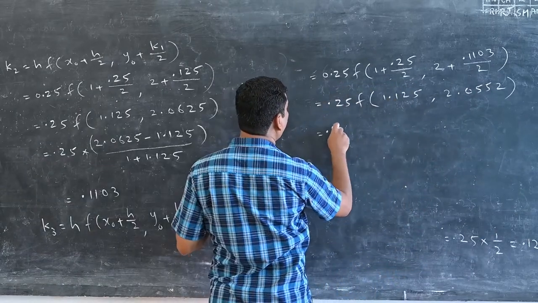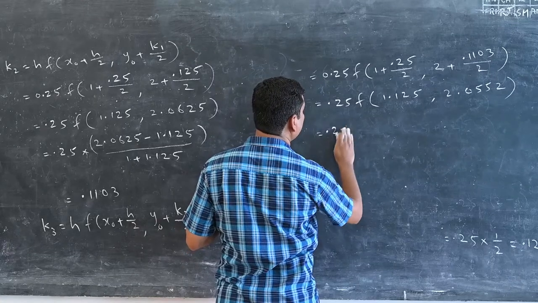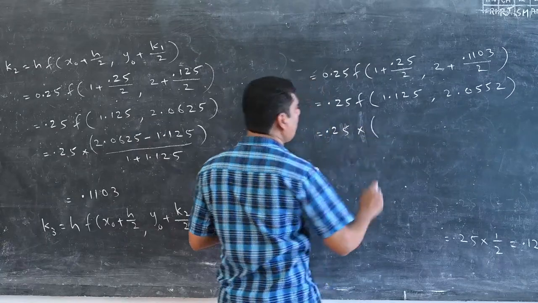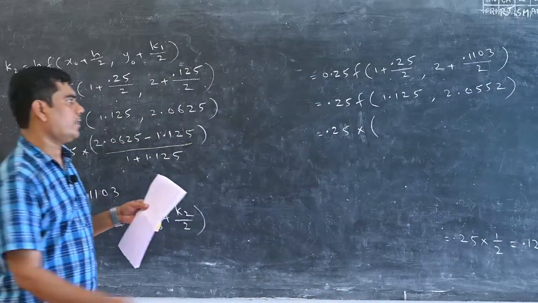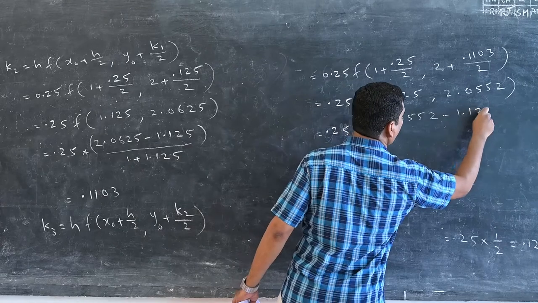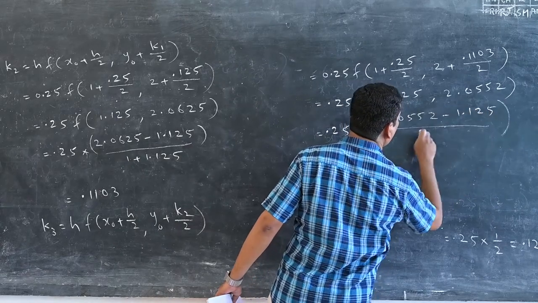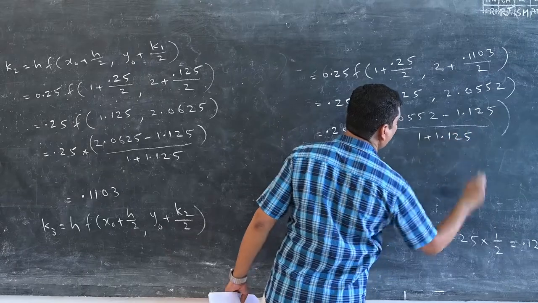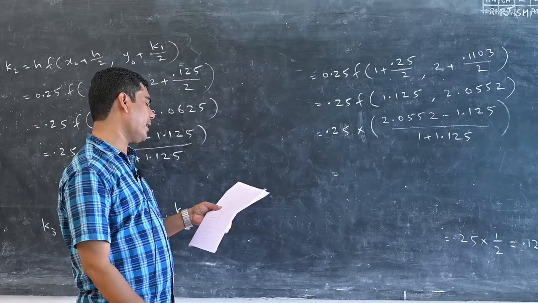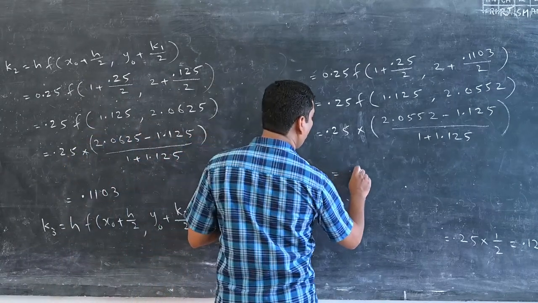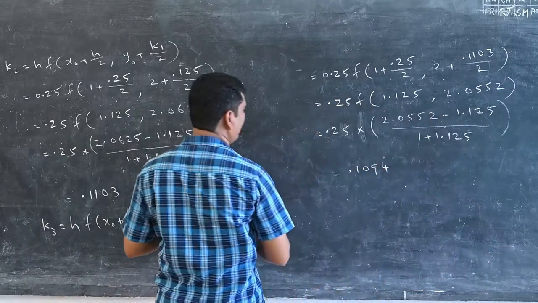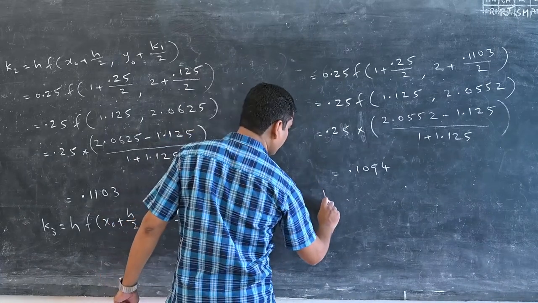Now this is equal to 0.25 into f of xy, where f of xy is y minus x divided by 1 plus x. That is 2.0552 minus 1.125 divided by 1 plus 1.125. Calculating this using a calculator, this value is 0.1094. Now we find k4.